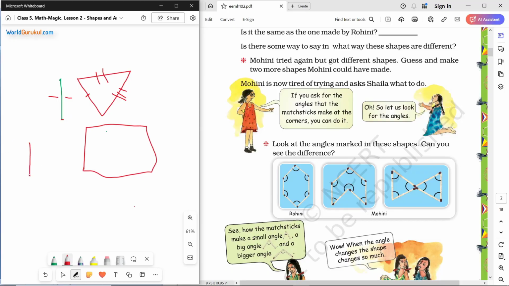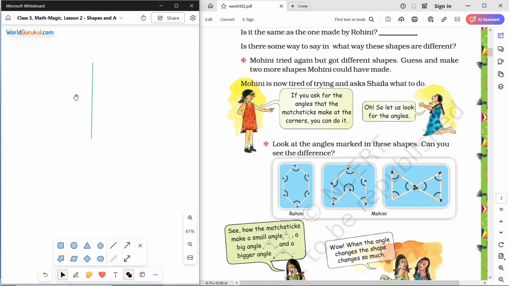So if we draw a line, no angles are associated with this, and this is not intersecting with any other line, right? If I draw another line like this, then two lines are intersecting and this space, this measure, is the angle. So this is not intersecting with any other lines. So practically we cannot say any angles are formed here. So let us draw another line.